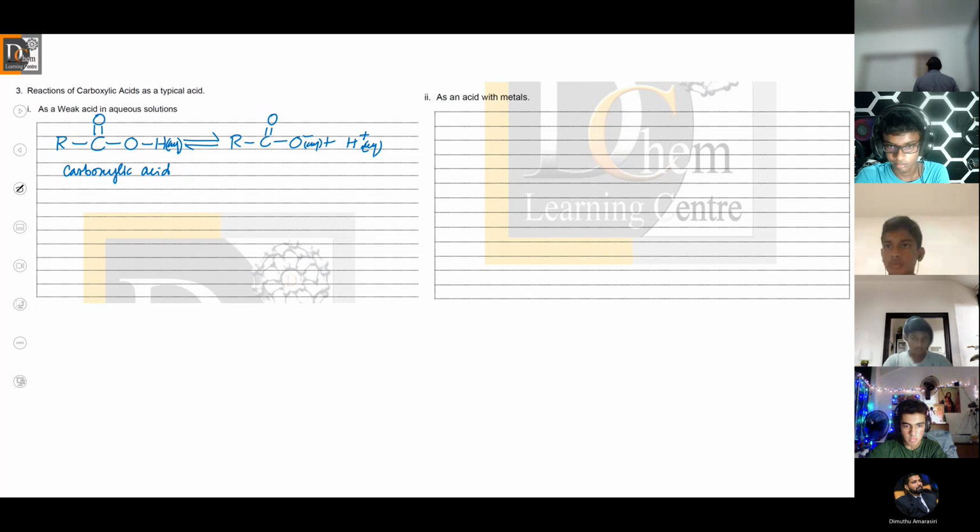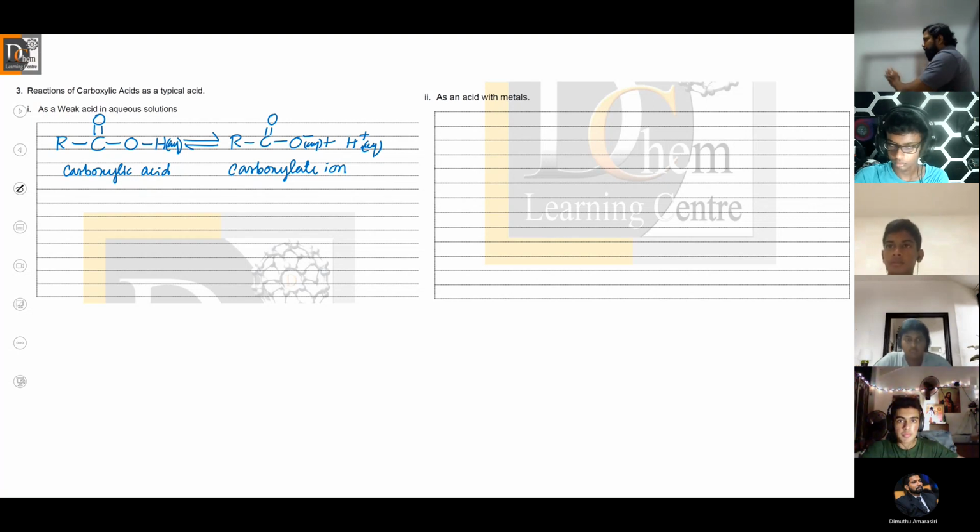But your curiosity is very important. That opens the pathways of learning A-level chemistry, if you were to select, right? So carboxylic acid, and this is going to be what? Carboxylate ion. Carboxylate ion. That's not quite a surprise.